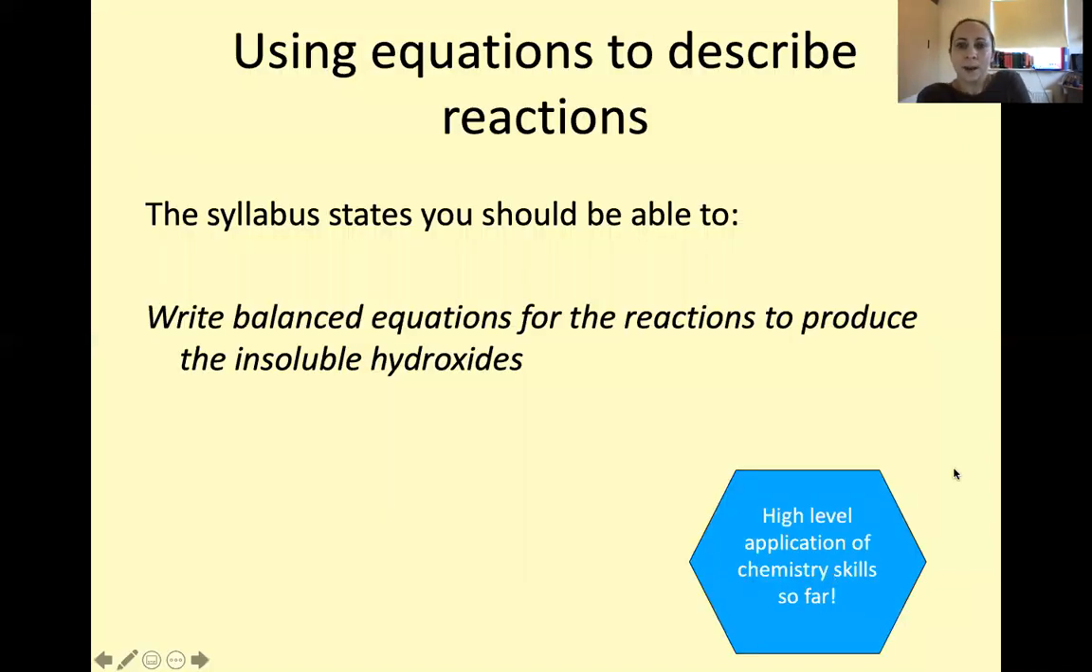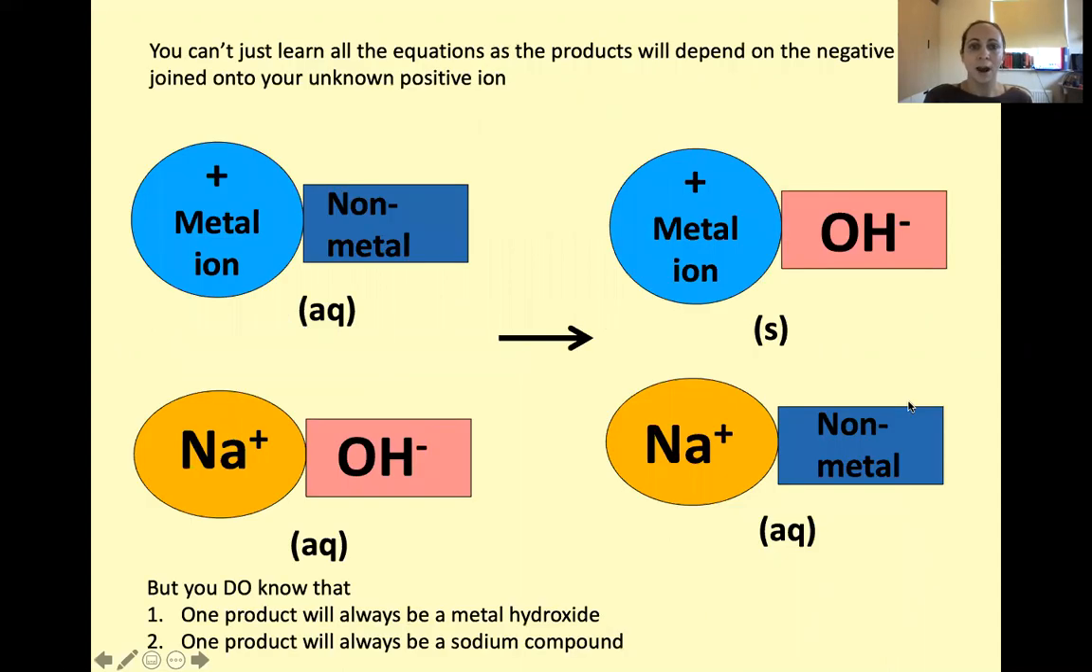Right. Next little bit then is thinking about equations. Now, this is a really high level application of all the chemistry we've met so far in this context of ion testing. The syllabus simply states students should be able to write balanced equations for the reactions to produce insoluble hydroxides. So that means for the reactions that we looked at that made those precipitates, you should be able to write an equation. Problem is that there are lots of different things that could be your non-metal. So it's not as simple as just learning a load of equations. This is really application.